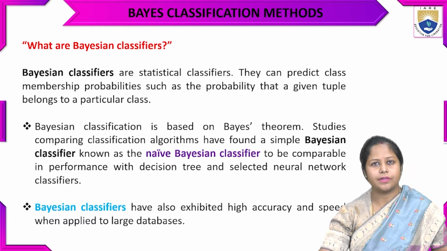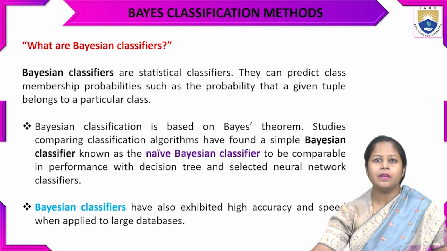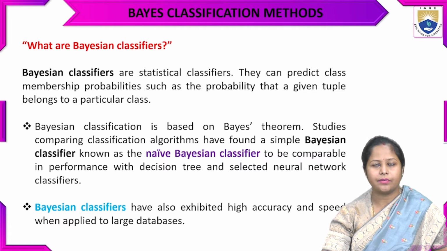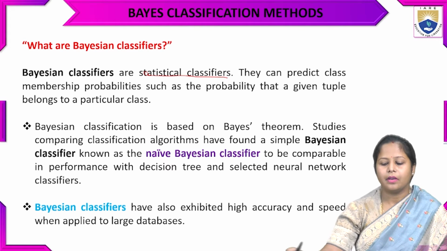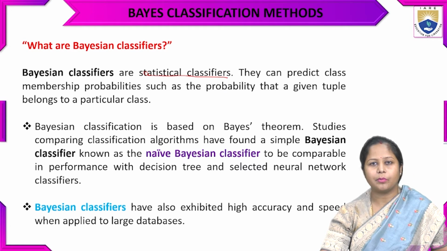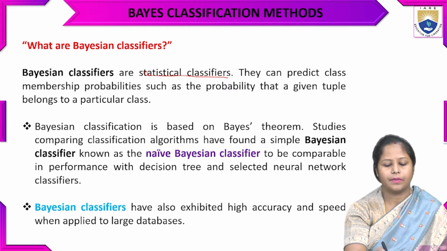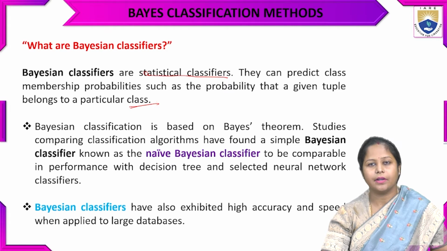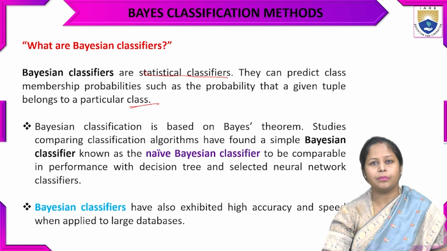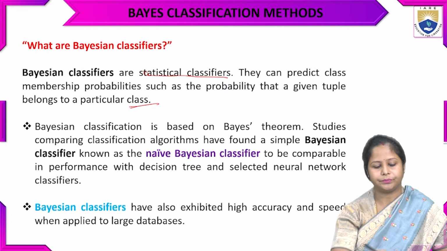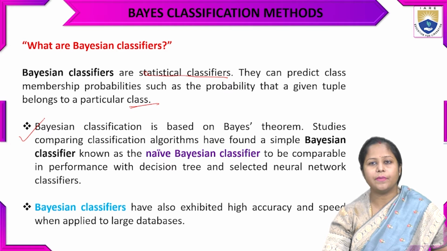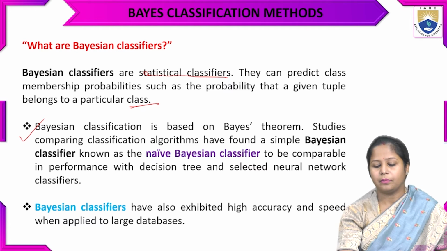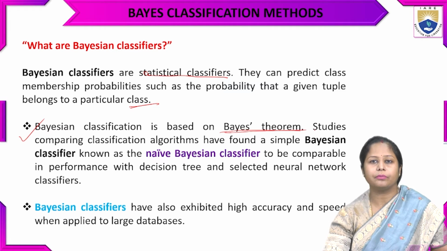Bayes classification methods. What are Bayesian classifiers? Bayesian classifiers are statistical classifiers. They can predict class membership probability, such as the probability that a given tuple belongs to a particular class. These classifiers check whether the given tuple belongs to a particular class or not. Bayesian classification is based on the Bayes theorem.